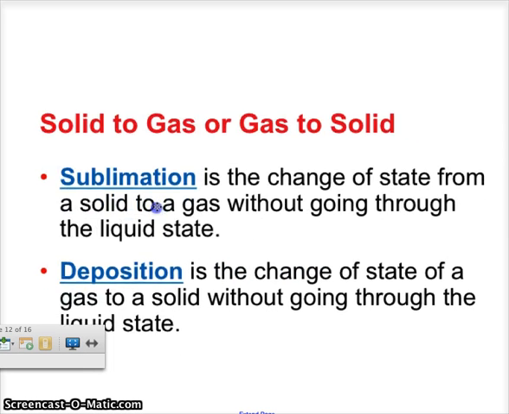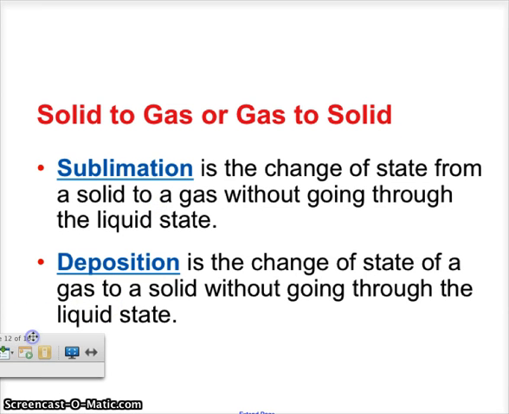We can also look at a couple processes where we skip the liquid stage and we go straight from a solid to a gas or gas to a solid. Sublimation is the process when a solid goes to the gas form without becoming a liquid. So it's going to need to absorb thermal energy. A good example of this is dry ice. It goes straight from a solid straight to a gas.